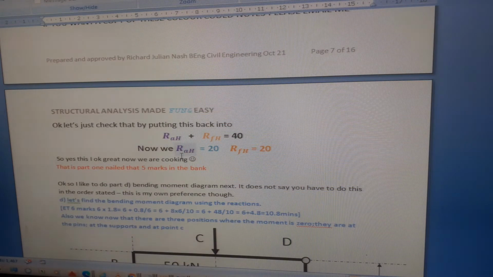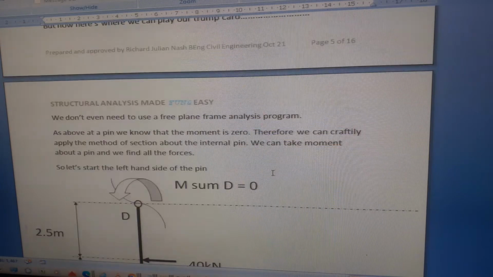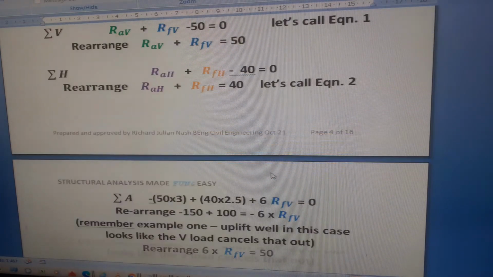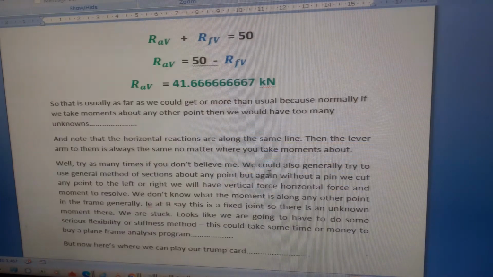So we're just going to double check. It's just like what I said, basically. Let's check that by putting this back into the equation. It was a bit further up. Equation 2.